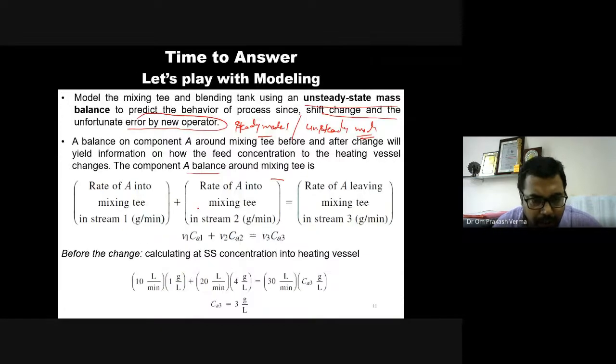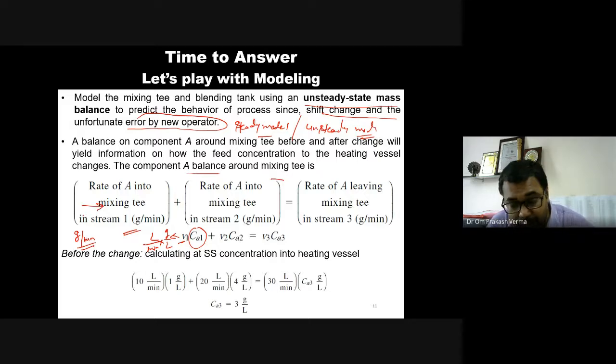So we write V1 times CA1. CA1 is the concentration, and V1 is the flow. V1 is represented in liters per minute, however the concentration is given in grams per liter. So overall, you can write the concentration balance equation in units of grams per minute. Yes or no? Grams per minute. Whatever concentration enters through stream 1 plus stream 2 equals stream 3.